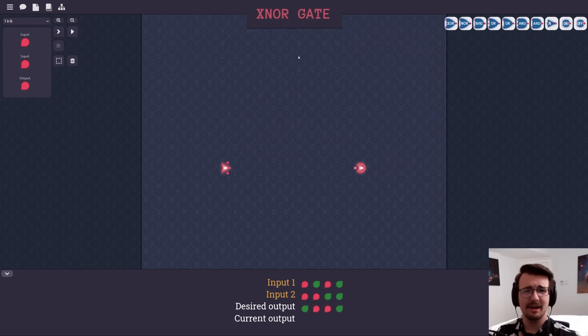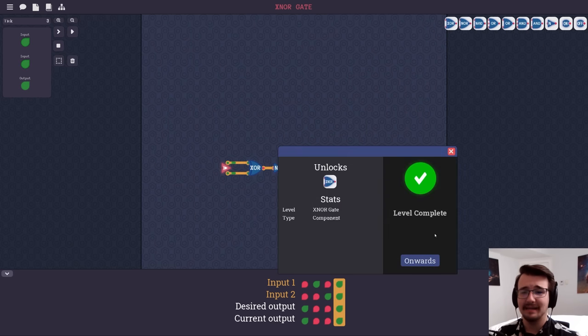Now I gotta create the inverse of XOR, called an XNOR. If it's gonna be the opposite of XOR, then all I gotta do is take the inputs and then put a NOT gate after the XOR. If it's the opposite, then I'll make it the opposite.